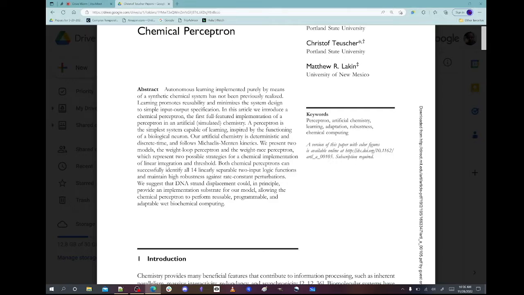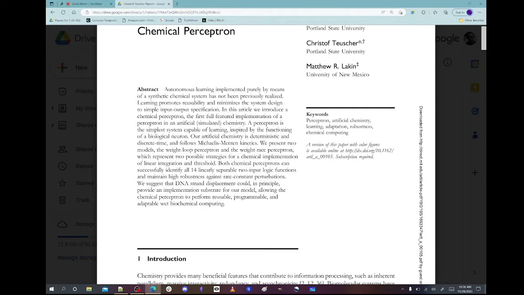In this article, we introduce a chemical perceptron, the first full-featured implementation of a perceptron in an artificial chemistry. Artificial chemistries are an interesting area of A-life research, and it involves taking chemical worlds or chemistry systems and simulating them in silico. So you can simulate a chemistry system, say, to understand the origins of life or to understand how to design different types of biochemical structures. So it is very useful in these artificial chemistries to be able to learn online, to learn simultaneously with exploring the space of this chemical system.